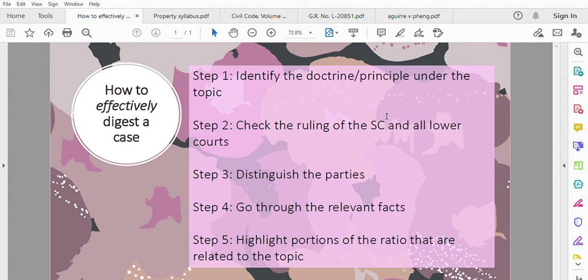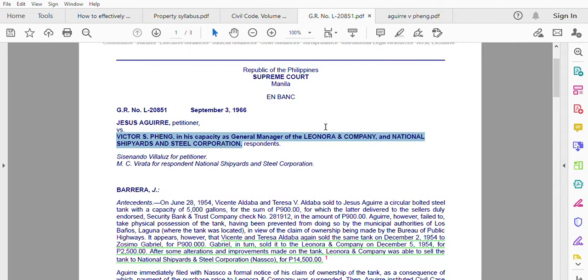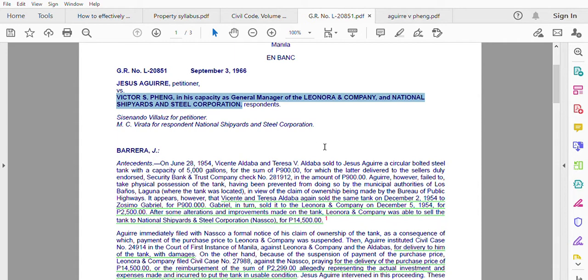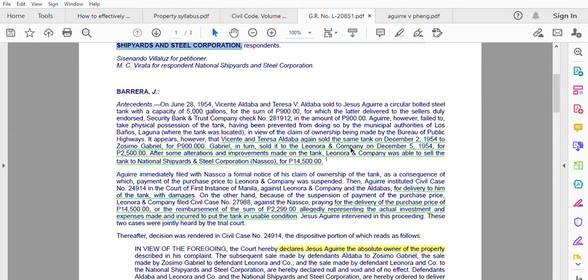After that, you go through the relevant facts. Putting all of those in mind, the doctrine, the decision of the Supreme Court, and who the parties are, you can identify which facts are relevant and which are not. So in this case, since the topic is on specification, the date would be irrelevant and some of the names as well. So you can just skim through that and just understand the flow of what happened in this case.